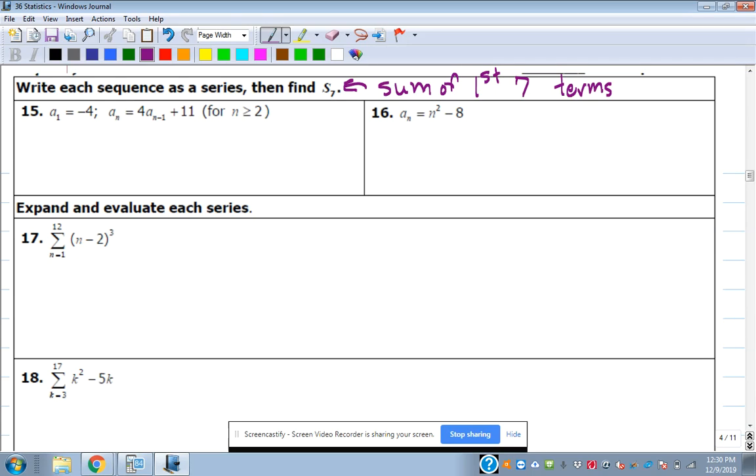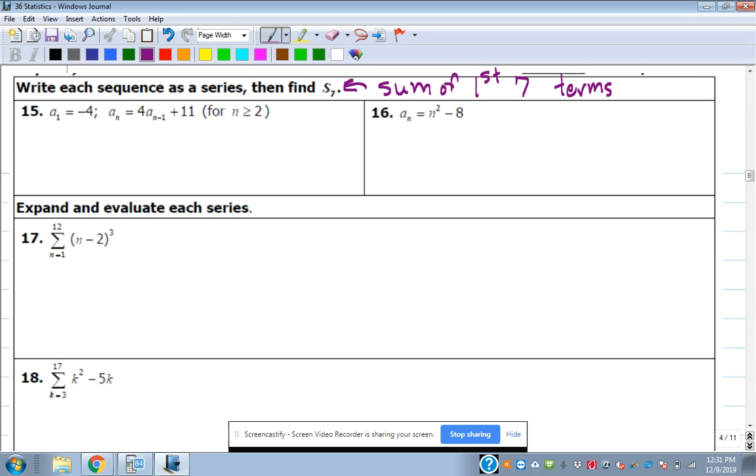Okay? So for this one, we've got the first term. We've got a formula. What kind of formula is that? Is that recursive or explicit for 15? Because there may be some questions where that's all you've got to be able to answer. It's recursive. Why? It gives you the first term and then what's used in the formula, a sub n minus 1. It's using a previous term to get the next term. So that's what makes it a recursive formula.